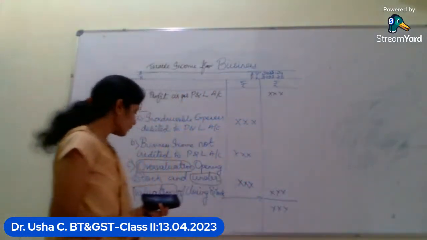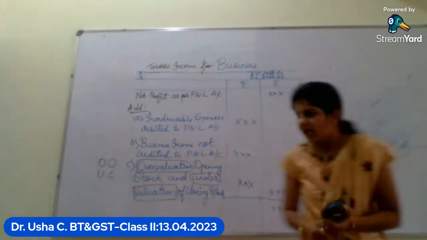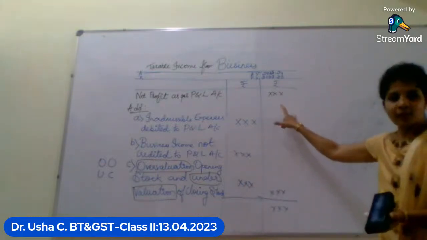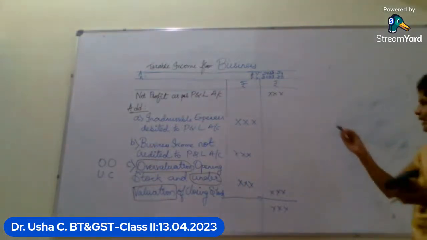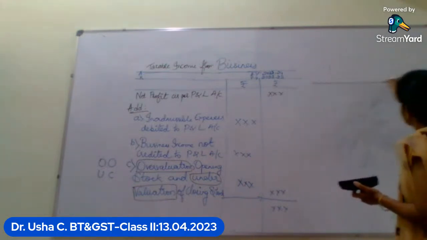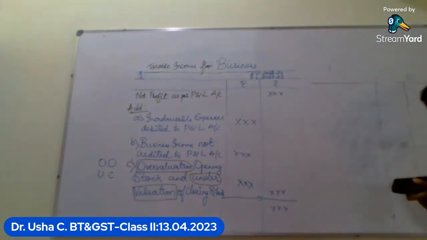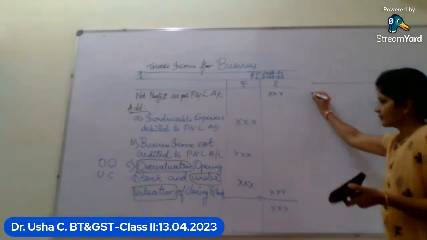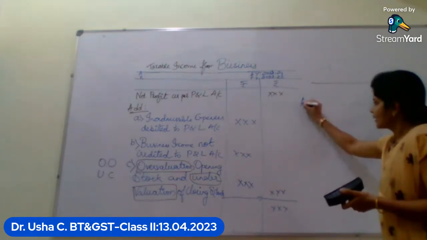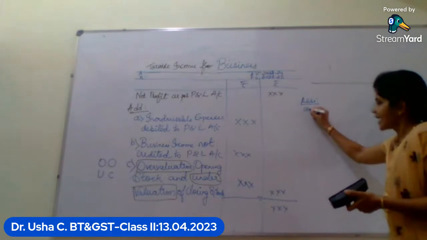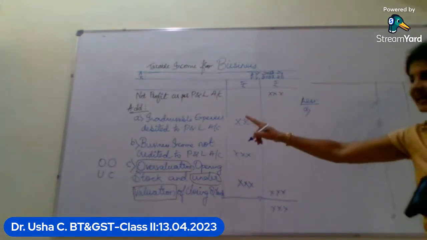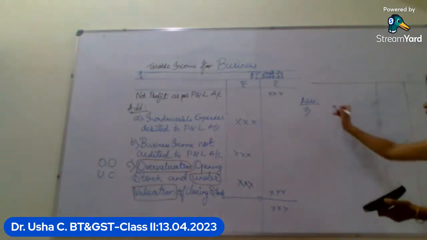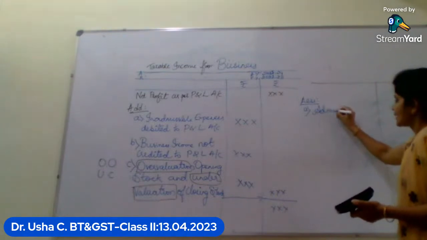Very sorry, dear students. It's audible now, right? Okay. Now, after adding these three for the net profit, next we have to deduct. What do we have to deduct? We have to deduct, first, the same item. What have we added there? We have added inadmissible expenses debited to profit and loss account. Correct? Opposite to that is admissible expenses.